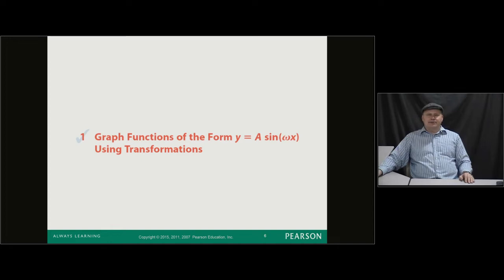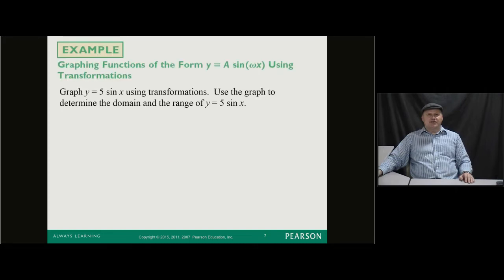A lot of textbooks that you see will use bx, a times the sine of bx. This author decides to use a different letter, and he's using omega. It's a lowercase omega, and so that's what we're going to concentrate on. We're going to be using transformations for this. So we're going to graph y equals sine of x using transformations.